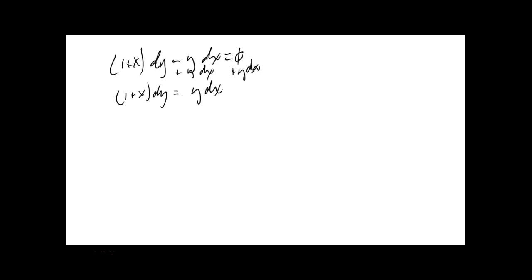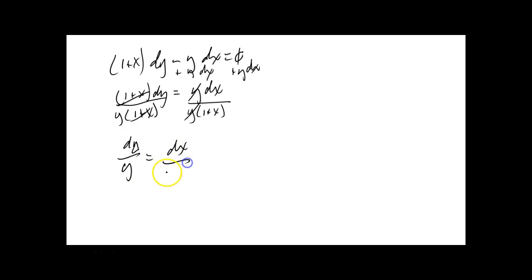But what were you suggesting next? Divide both sides by 1 plus x. So let's do that. But at the same time, let's divide both sides by y. Why not? Now over here, your 1 plus x's go out. Over here, your y's go out. And what does this give you? This gives you dy over y is equal to dx over 1 plus x. I think I can integrate both of those.